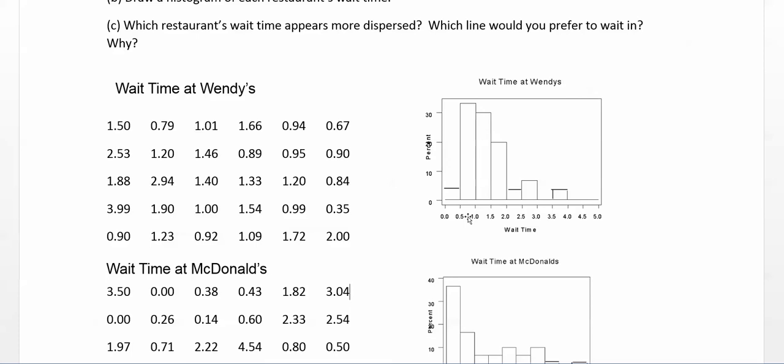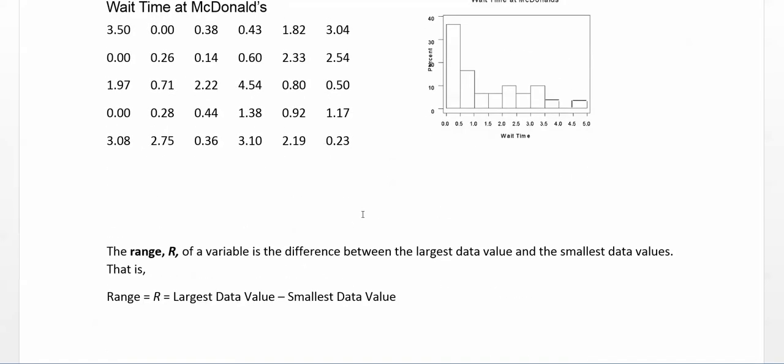So back to the question: how do we measure something like this? What are the differences? Well, one difference would be range, and range is what we think it is. It's the largest value minus the smallest value. It just gives us an indicator of the size of the entire data set.